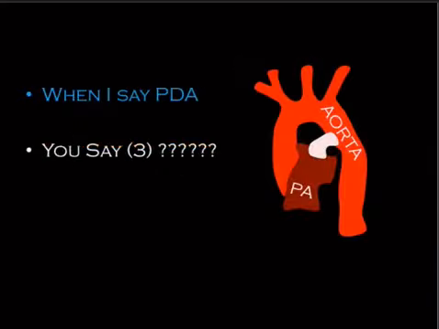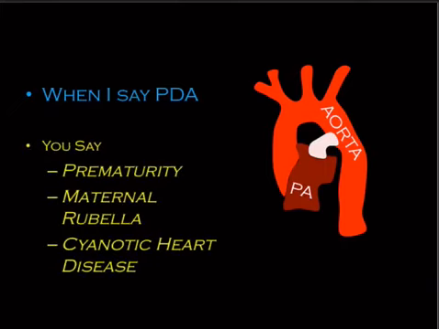So if I say patent ductus, what do you say? There are 3 classic things that you want to remember with this. The first one is prematurity, because remember that this closes at a certain time. The second thing is maternal rubella will keep that open. And the last thing is cyanotic heart disease. And you say, hey, wait a minute. I thought you said that PDAs weren't cyanotic.